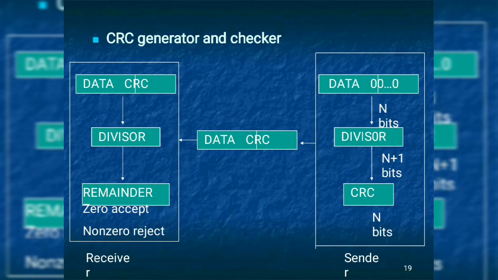See here, there is a CRC generator and a checker. From the sender side you are going to send the data. The divisor will be some n plus 1 bits. That remainder is added to the data and you send it. After that, the receiver again divides the data with the CRC and gets the remainder. If the remainder is 0, meaning both sides' remainders are 0, it is going to accept it. Non-zero, it is going to reject.